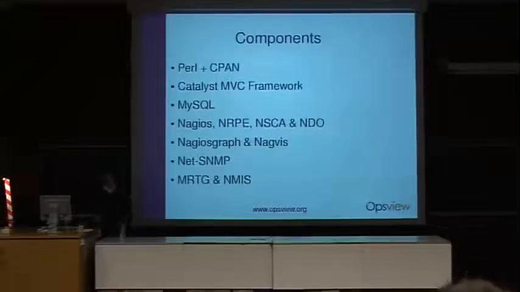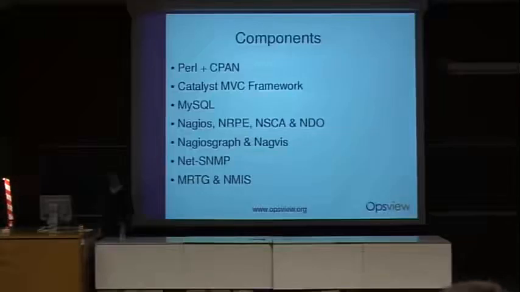So in terms of what's in Opsview, it is mainly developed in Perl, so we have a lot of Perl and CPAN modules. We use Catalyst, which is a web framework, so the application is written in Catalyst, and MySQL is the database sitting underneath it. In fact, we have four separate databases that comprise the Opsview system: one containing the configuration, one containing the current status information, a data warehouse, and a reporting database.